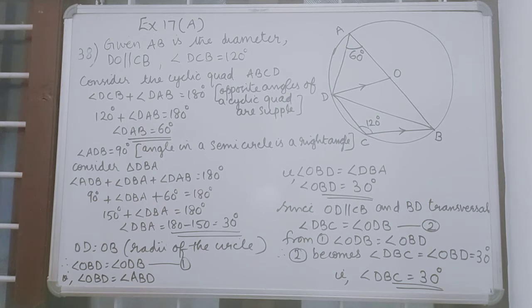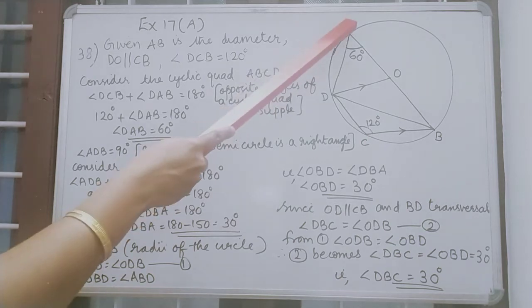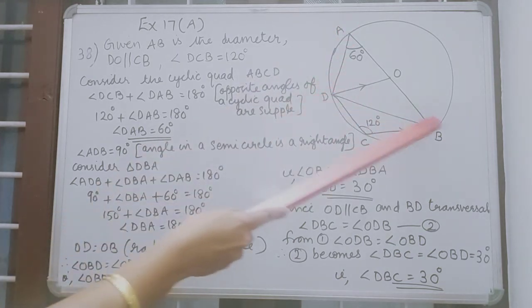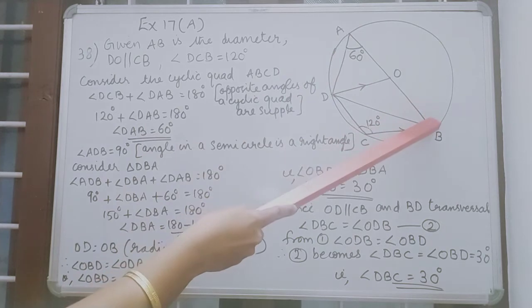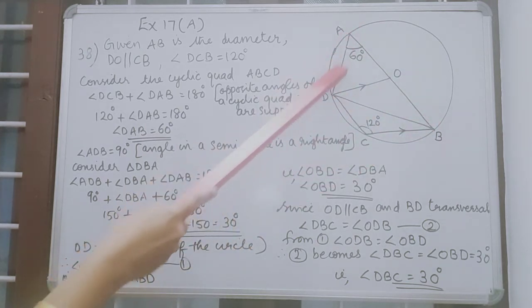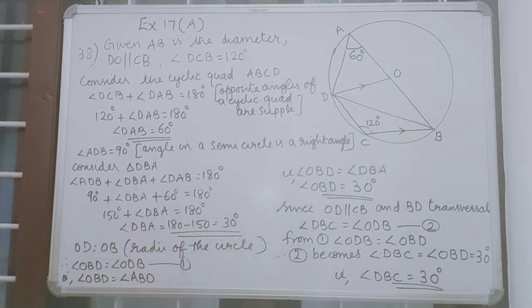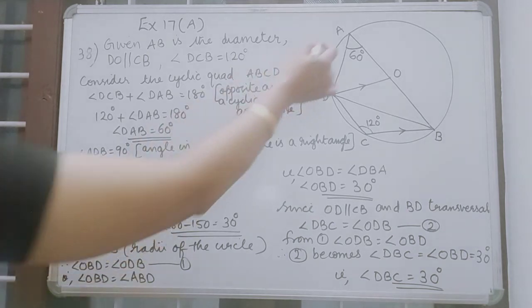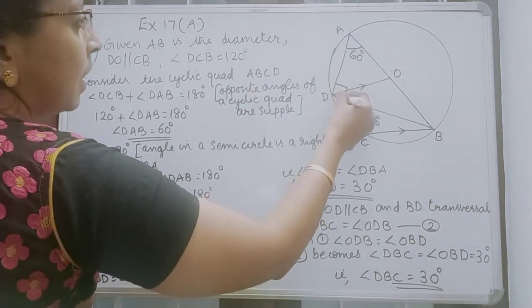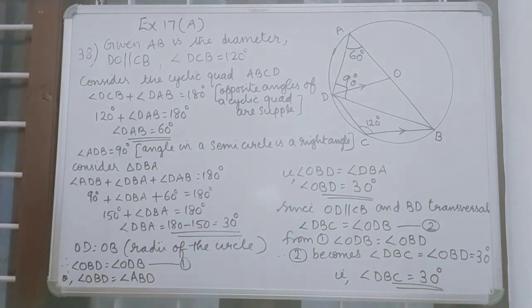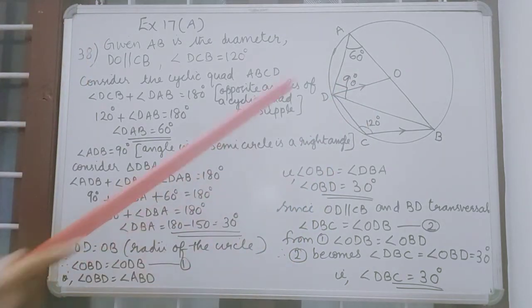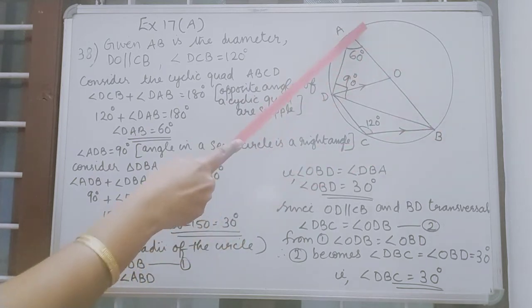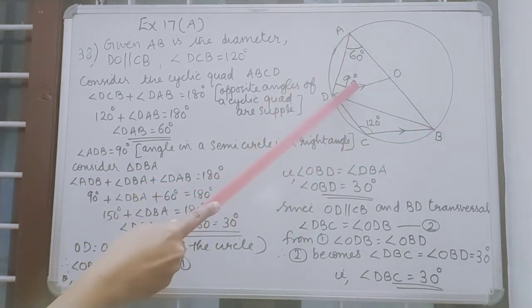Next, angle ADB. Look at angle ADB. Since AB is the diameter, angle ADB will be 90 degree because angle inscribed in a semicircle is a right angle. So we can write angle ADB is 90 degree since AB is the diameter.